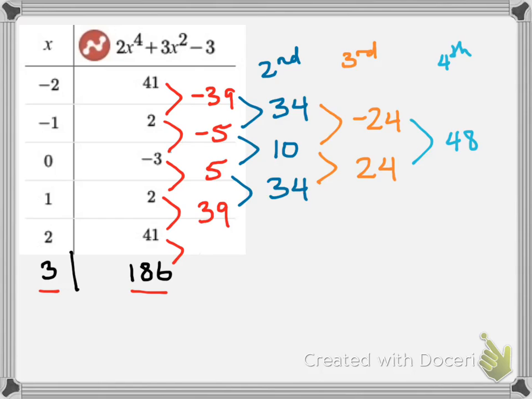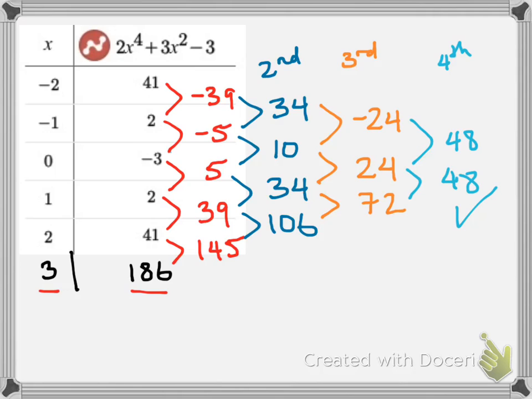So the difference from 186 to 41 is 145. The difference from 145 to 39 is 106. The difference from 106 to 34 is 72. And the difference from 72 to 24 is 48. So the fourth differences match up.